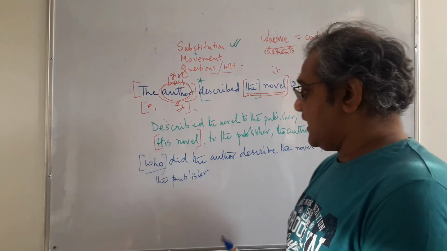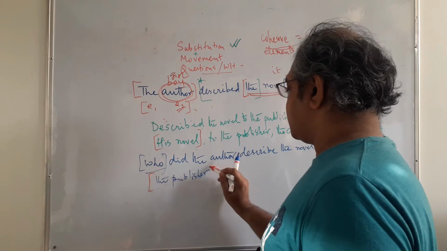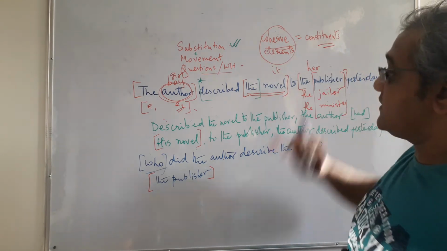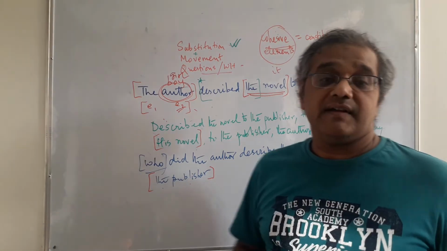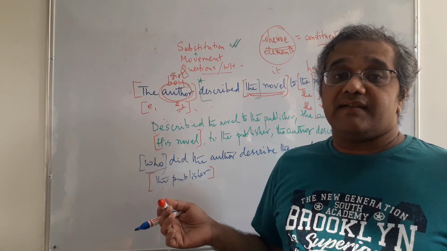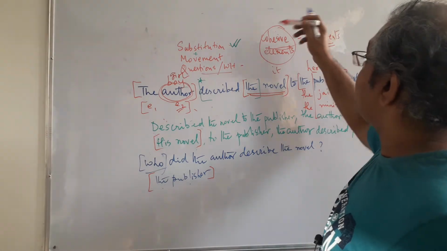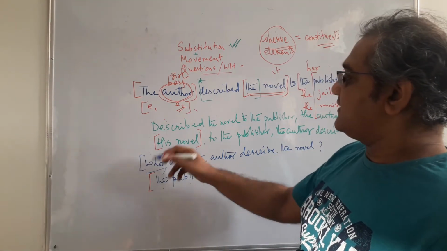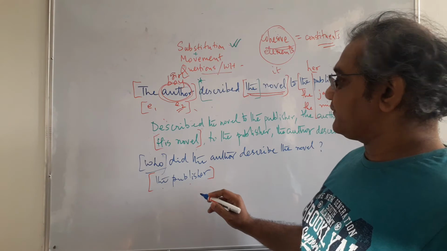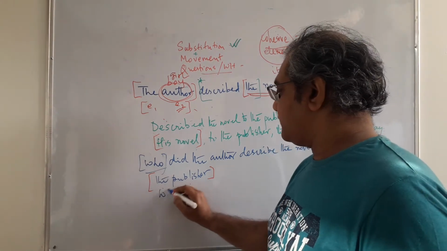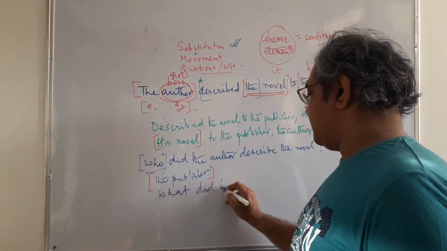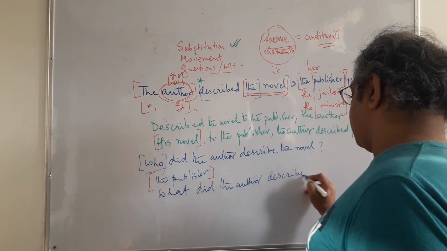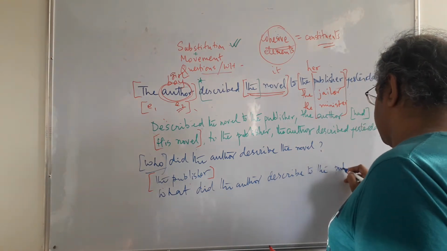So you will see that this publisher becomes an immediate constituent, a cohesive element, so it's part of the constituent. The and publisher can be taken together as a constituent or a cohesive unit. Or say, for example, rather than say who, you can say, what did the author describe to the publisher.